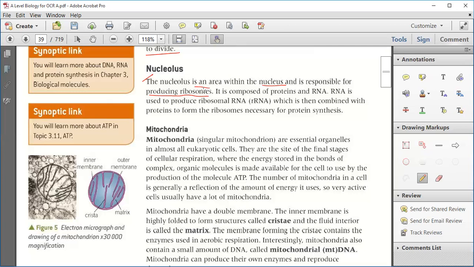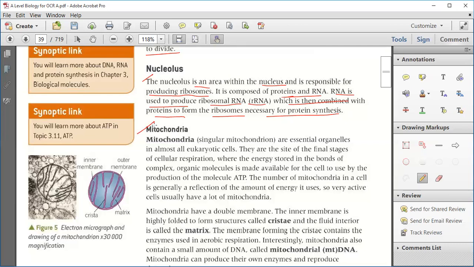RNA is used to produce ribosomal RNA, which is then combined with protein to form ribosomes necessary for protein synthesis. Is that point clear? Again, I'm repeating, it is composed of protein and RNA. Two components are there. RNA is used to produce ribosomal RNA, that is small RNA, which is then combined with proteins to form ribosomes necessary for protein synthesis. Clear? Any doubt?